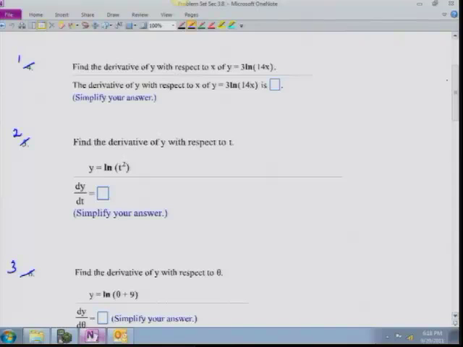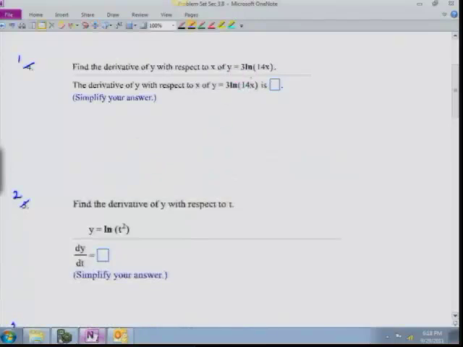So here's the first problem. Find the derivative of y equals 3 ln 14x. Okay? So what are we going to do? 14 over 14x. Yes. You can think of it as u prime over u.